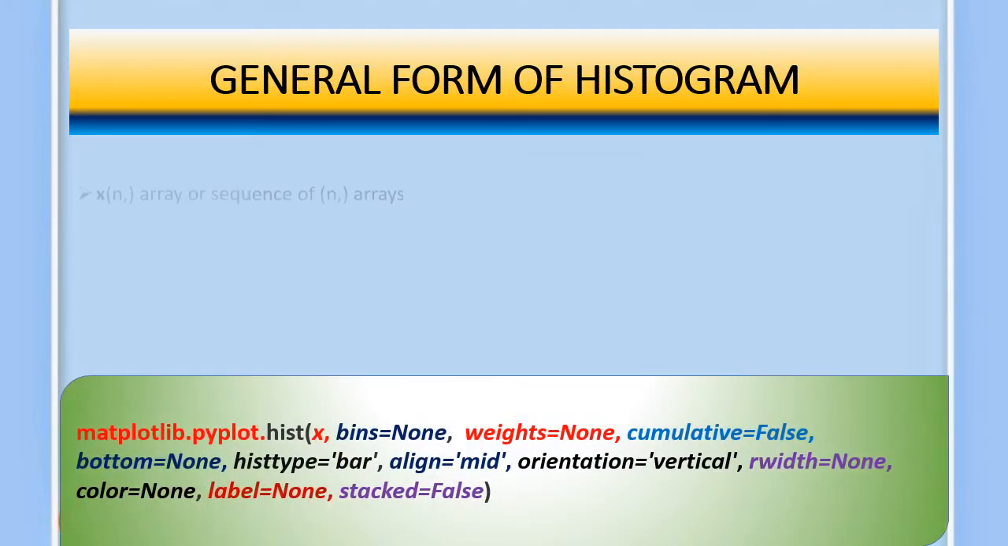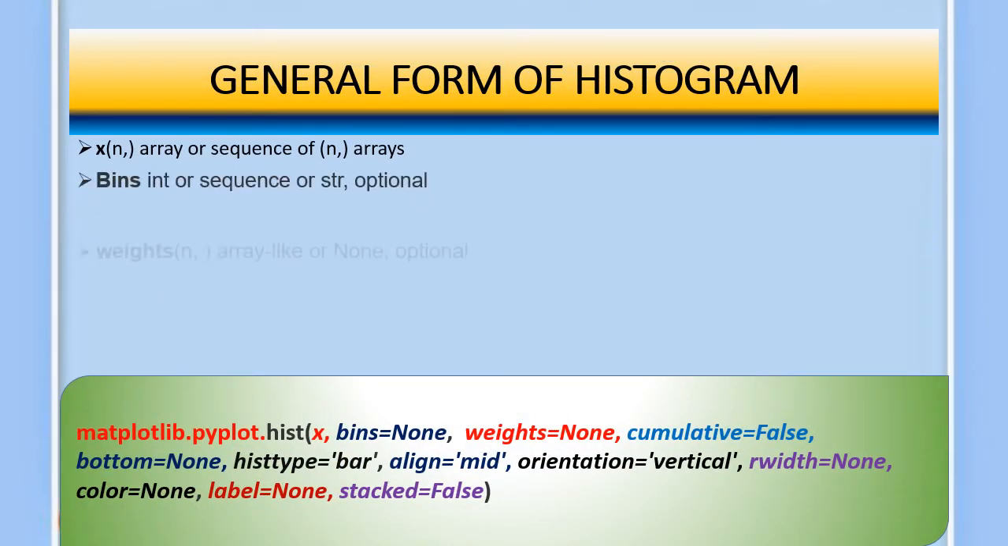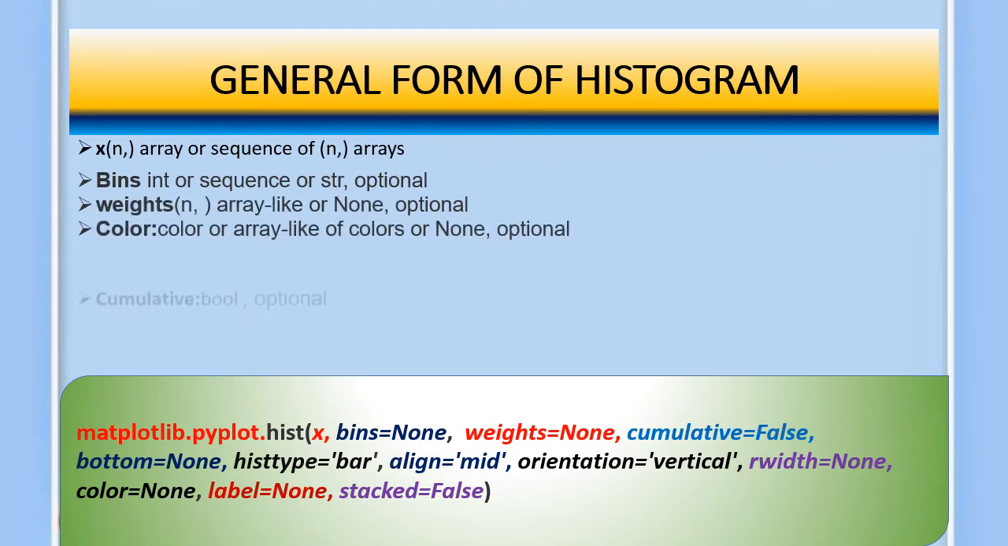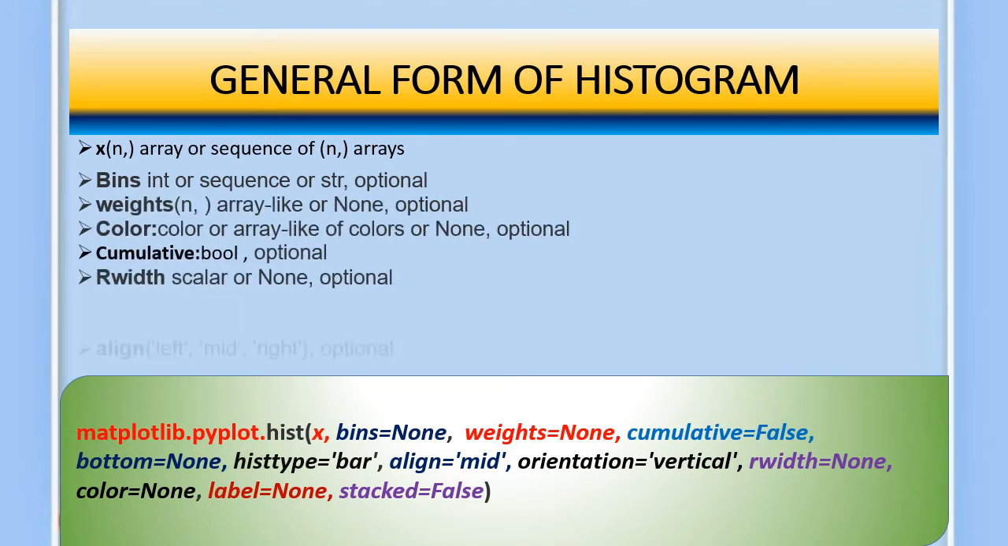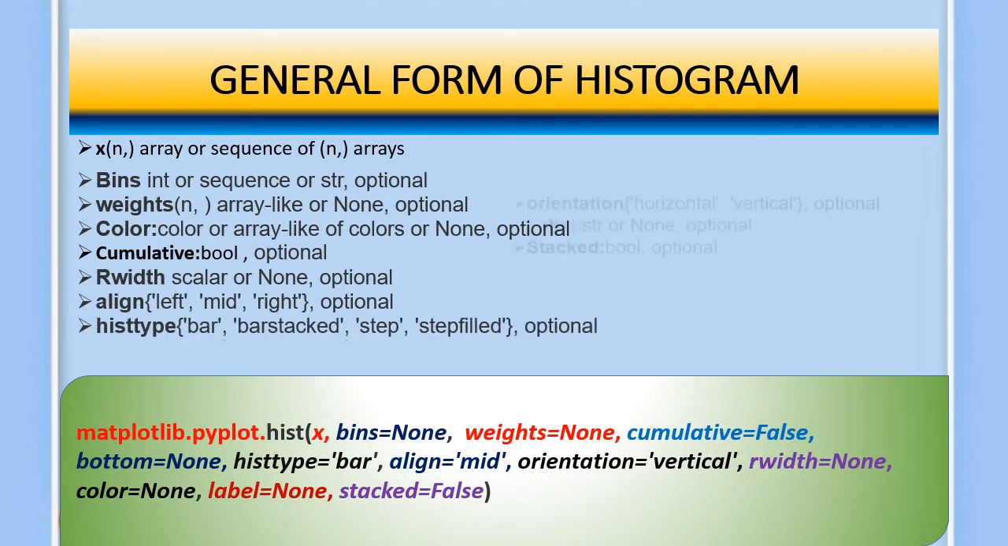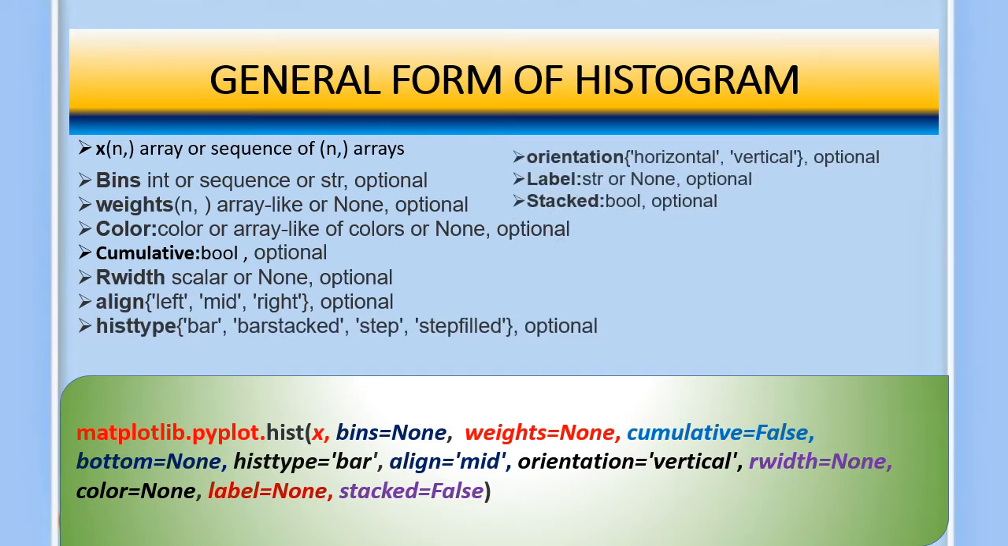The syntax of the histogram: array, bins, weights, color, cumulative, align property, histogram type, orientation (either horizontal or vertical), label, stacked. Everything here is optional except the x values.